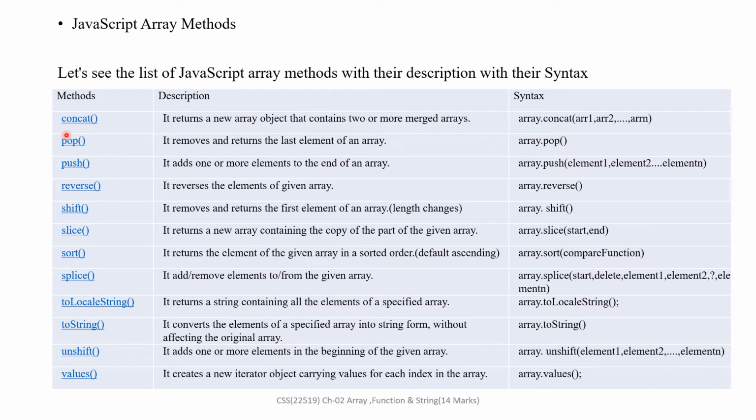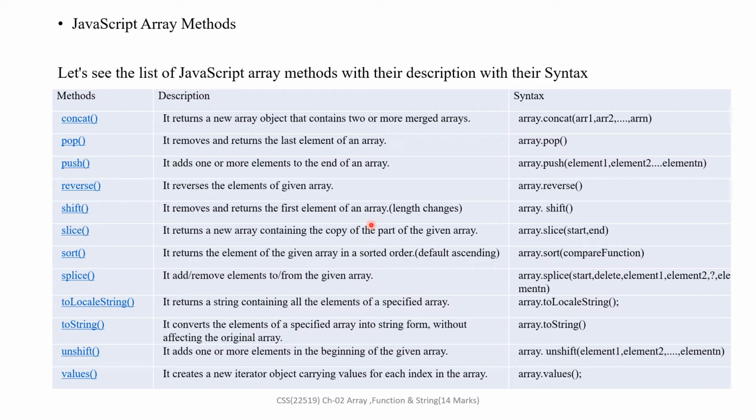First is our concat. Concat means combining two arrays. It returns a new array object that contains two or more merged arrays. Syntax is array.concat, and in the parentheses array1, array2 up to arrayN. Concatenation is nothing but the method in which two or more arrays are combined together to form a new array.